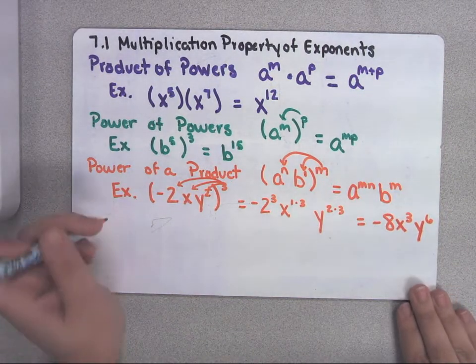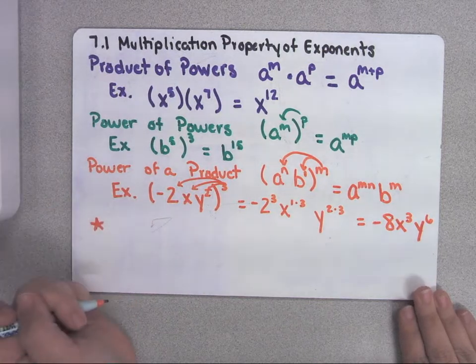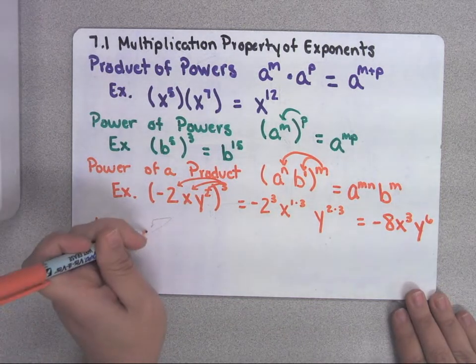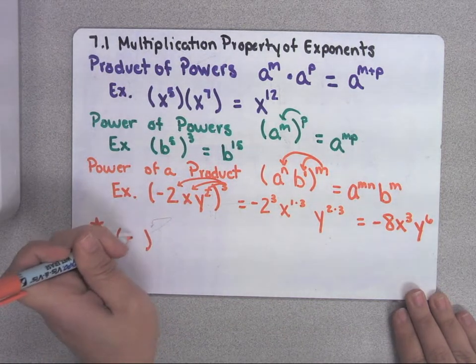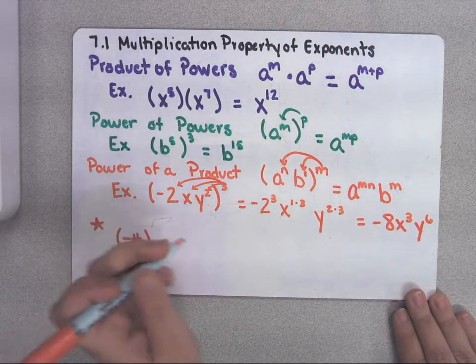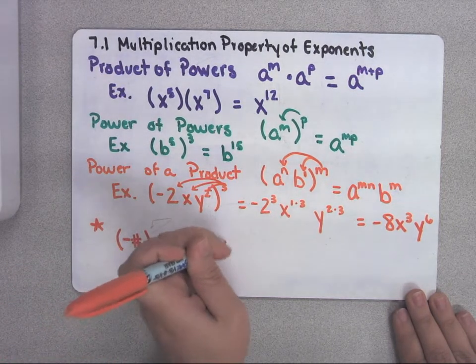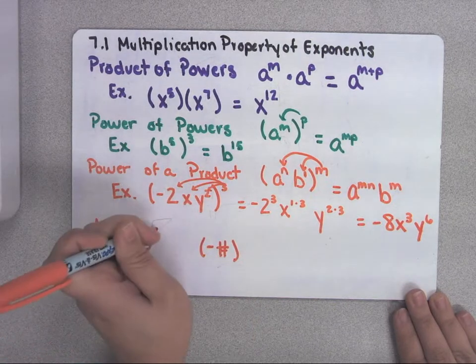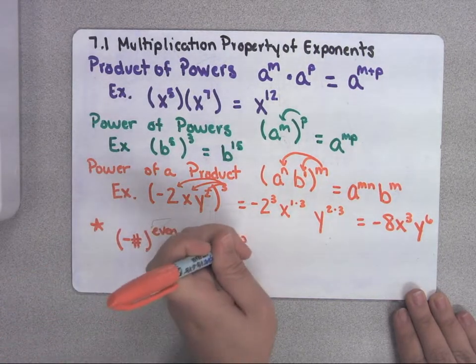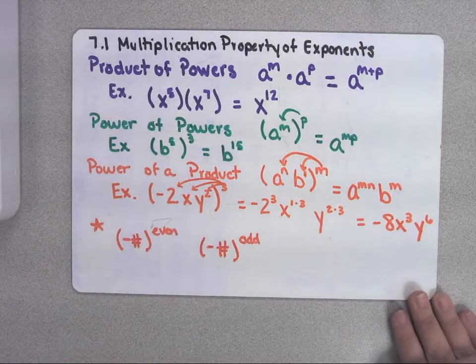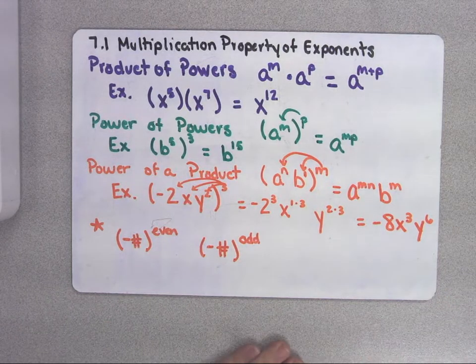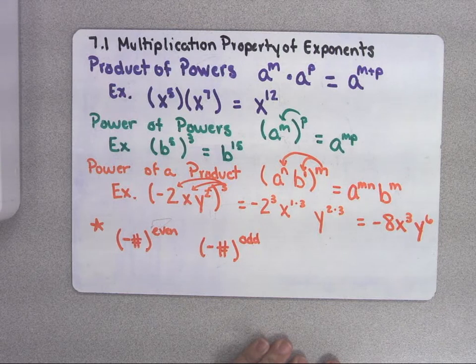Does anyone remember or know the rules for negatives and powers? A negative number with powers, with even numbers as a power and an odd number as a power? I'm having a hard time. Anybody know? If you know this rule before I say it, I will give you a bonus point.